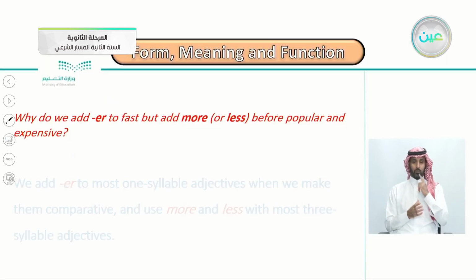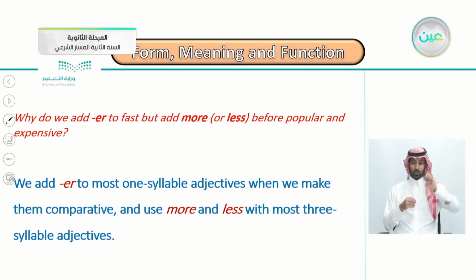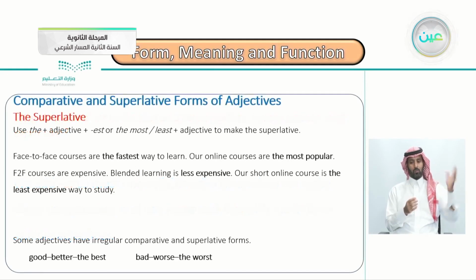So let's answer here. We add er to most one-syllable adjectives. So the adjectives that have one syllable, we add er to them when we make them comparative. And we use more and less with most three-syllable adjectives. With most, not all, focus on the word most. So with most one-syllable adjectives, we just add er, and with most three-syllable adjectives, we use more or less.